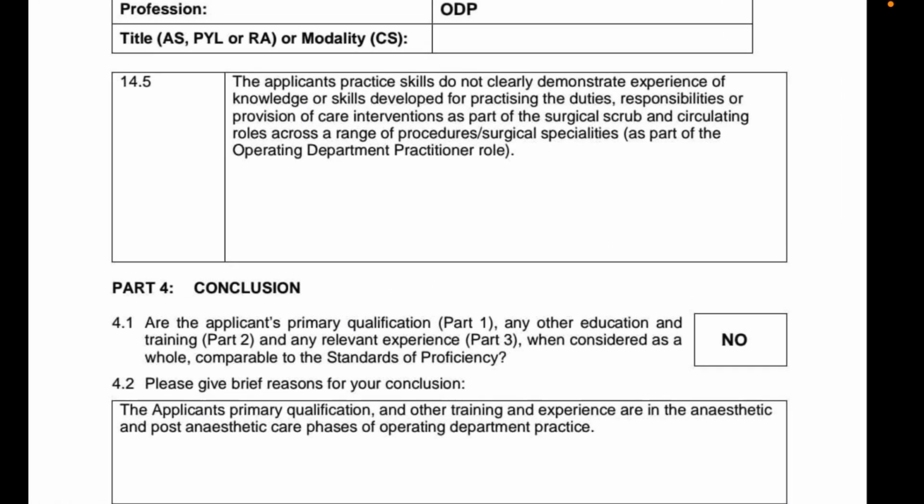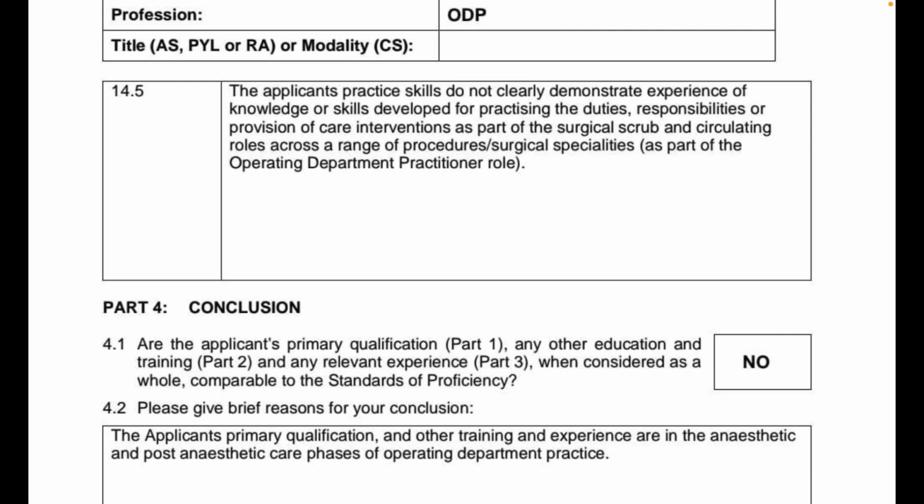In the other point, they have mentioned the applicant's practice skills do not clearly demonstrate experience of knowledge or skills developed for practicing the duties, responsibilities, or provision of care interventions as part of the surgical scrub and circulating roles across a range of procedures, surgical specialties, and the operating department practitioner role. So, as I told you before, you have to now write how you do this: your duties, your responsibilities, how you provide interventions as a part of surgical scrub and circulating roles. You have to write in detail how you meet these requirements in your reply to the further information requested.